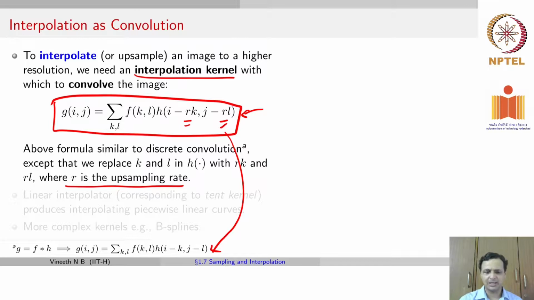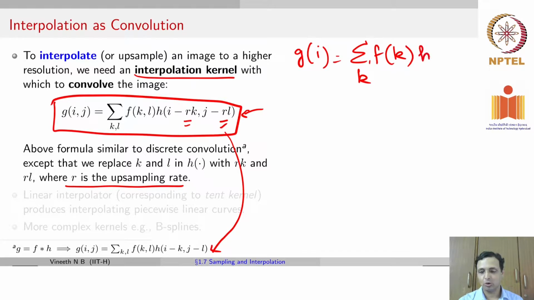Just for the sake of simplicity, let's look at a one-dimensional variant of this. Let's say g of i is equal to summation over k f of k into h of i minus rk. That's the one-dimensional variant of the same equation. Remember once again that an image is a 2D signal for these purposes. So a lot of these expressions that we write for images, if you remove one dimension, you can apply that as convolution for one-dimensional signals. So this is what we actually have in one dimension, so it's just easier to explain in one dimension.